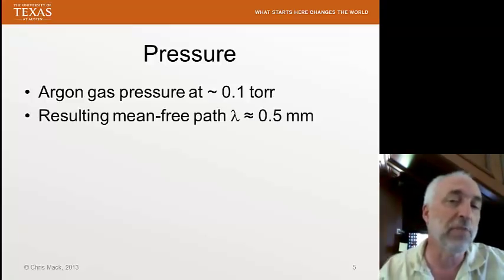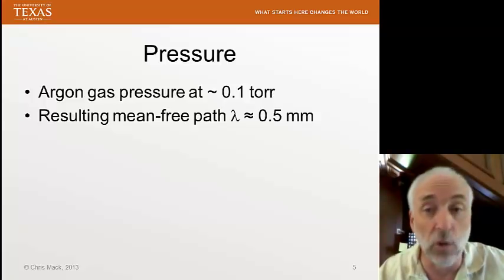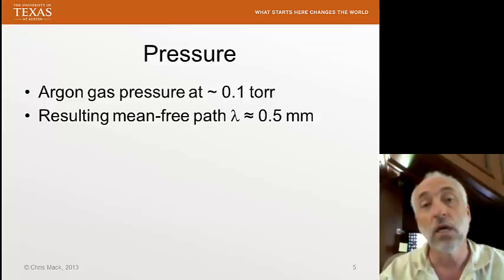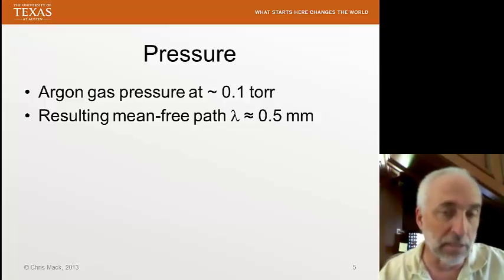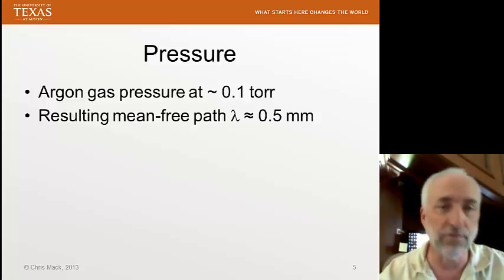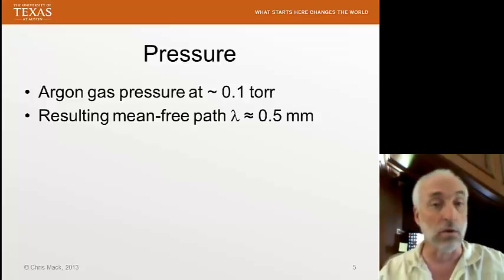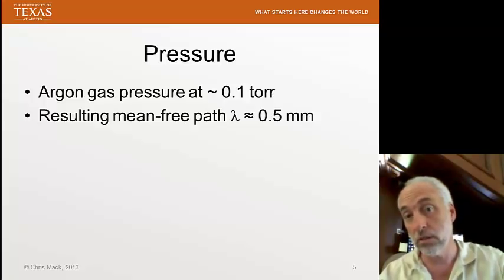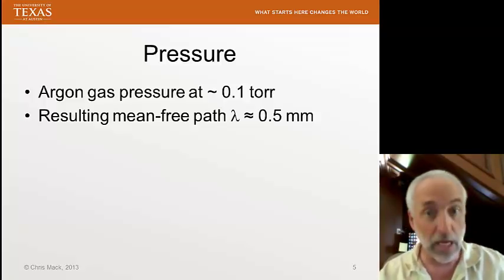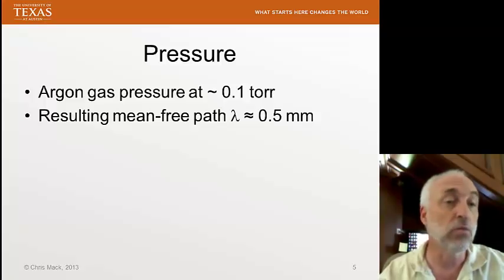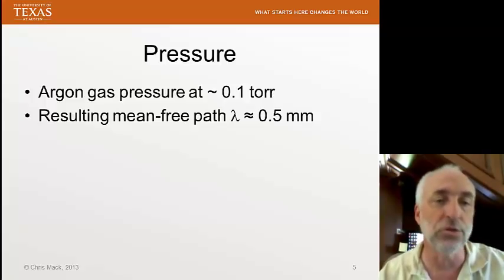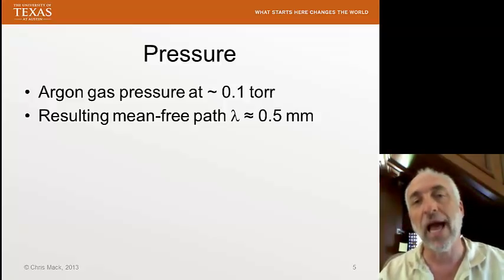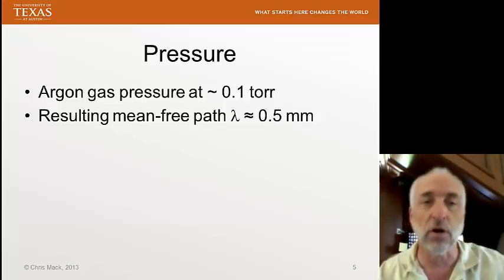The resulting mean free path for a pressure of about 1/10 of a torr, or about 10 to the minus 4 atmospheres, is on the order of a millimeter. Half a millimeter calculated for this particular case, but on that order. That means with distances from target to the wafer being much larger than this mean free path, we will have many, many collisions of the sputtered material as it travels from the target to the wafer.